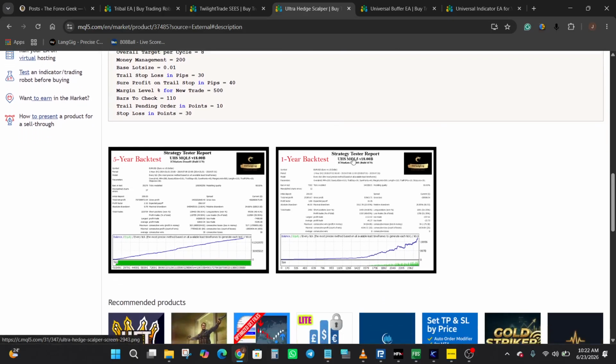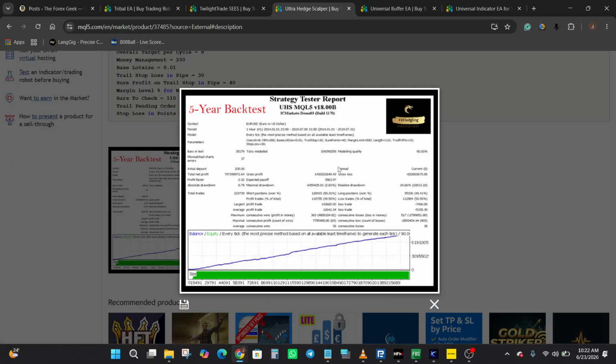Now, let us transition into the historical backtesting section. Let us start by looking at the provided report here. We have the 5-year backtest from 1st January 2014 to 8th August 2019. And initial deposit was $200. Total net profit I'm seeing here is over $797 million. And here I have total trades taken as 223,739, out of which 110,755 were profitable, giving us a 49.5% win rate.